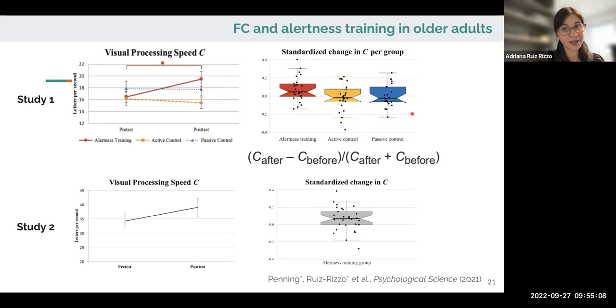Now, in the second study, we could very gladly replicate the results of the first study. As you see, the trend here was very much like we observed up here for the red group, meaning again that in this second sample, we also observed an increase in visual processing speed after alertness training. And again, looking at the individual variability, but overall as a group, there was a positive change in visual processing speed.